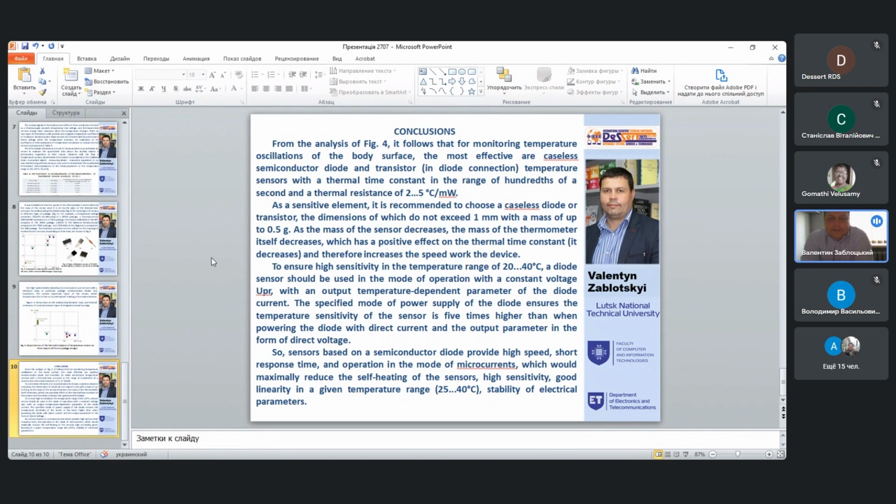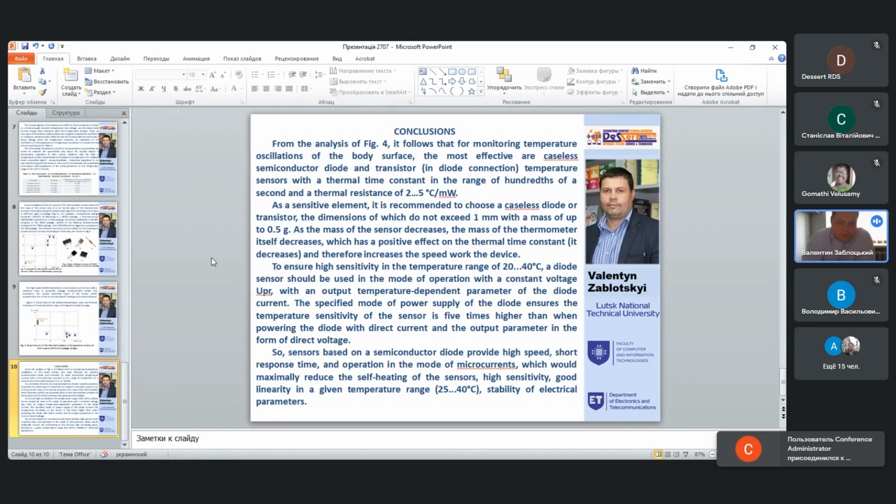To ensure high sensitivity in the temperature range of 20-40 degrees, a diode sensor should be used in the mode of operation with a pulsed voltage, with the output temperature-dependent parameter being the diode current. The specified mode of power supply of the diode ensures that the temperature sensitivity of the sensor is 5 times higher than when powering the diode with direct current and the output parameter in the form of direct voltage.